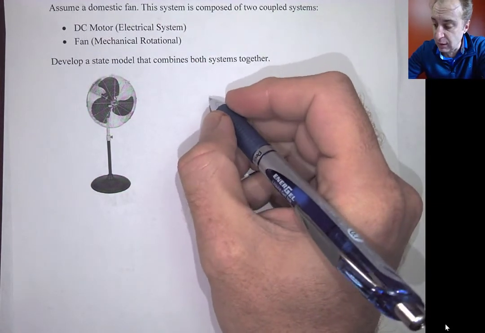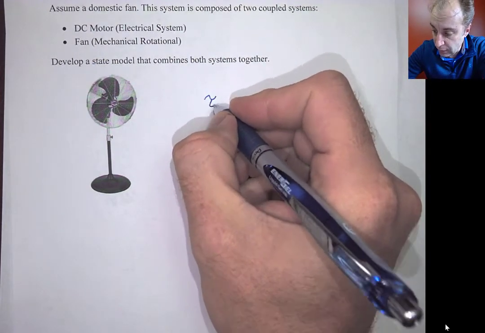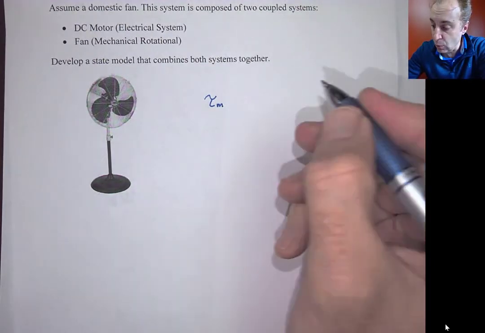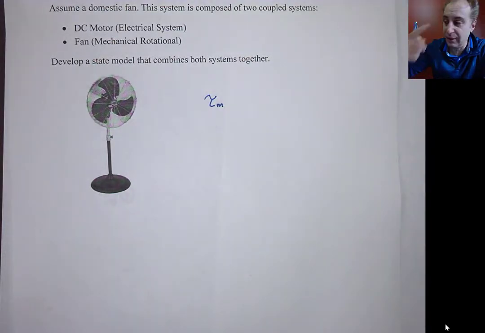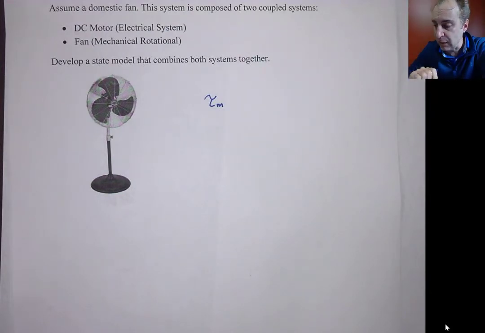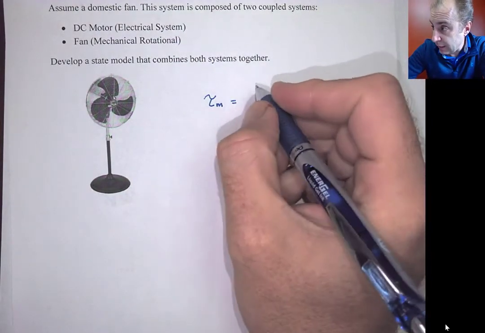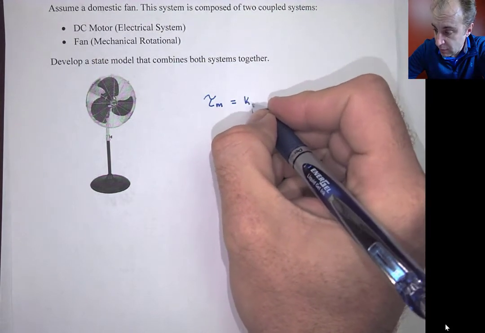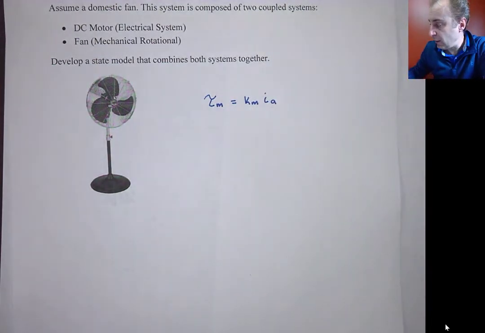So we're going to start this problem by defining the relationship that will couple these two systems. As we mentioned in the introduction of this section, the torque that is being applied to the rotor of the motor, which is an inertia element, is going to be equal to a constant Km times the armature current. Okay, and we're going to define that as equation number 1.